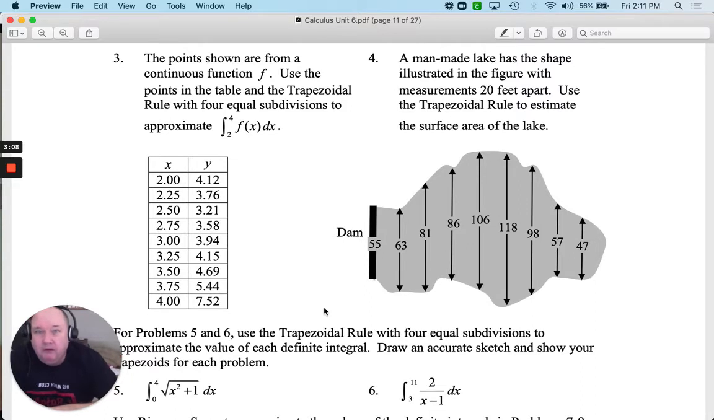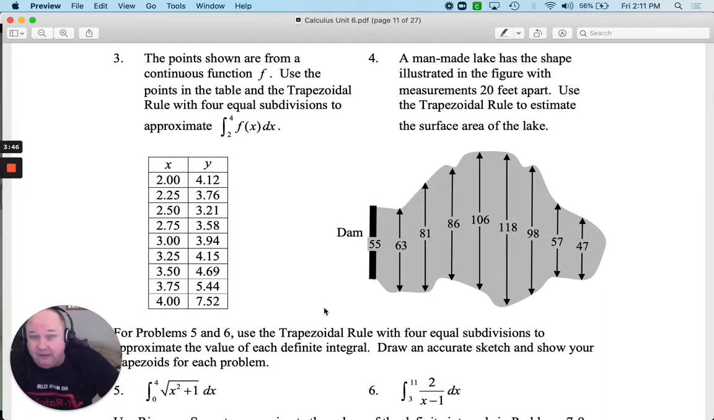The points shown are from a continuous function. Use the trapezoidal rule in the table, and the trapezoidal rule with 4 equal subdivisions, to approximate the integration from 2 to 4. So to find the width there, first of all, it's 1/2 times. The width of it would be 4 take away 2, so the upper bound subtract the lower bound, and then divide it by how many you have, which is 4. So if I put that together, the width of each one is 0.5 or 1/2. So every 0.5, I'm going to get a height.